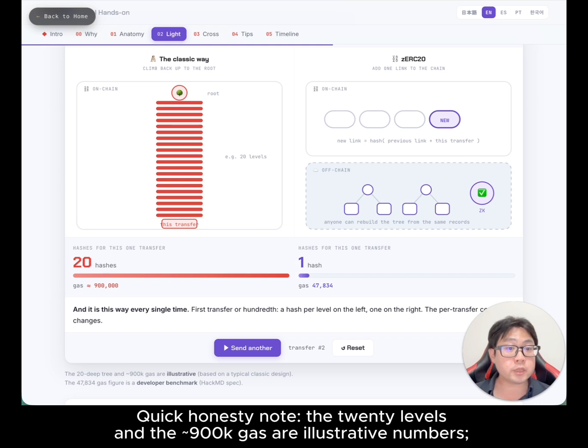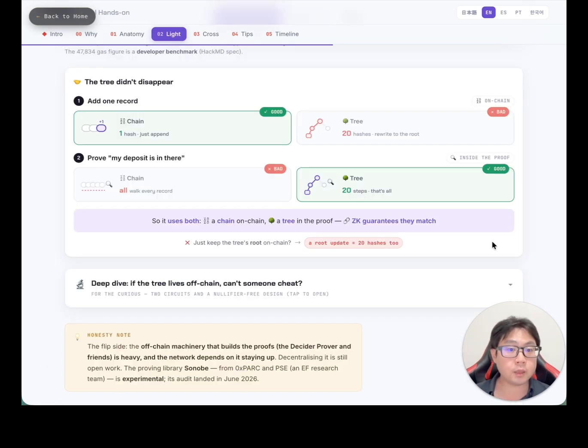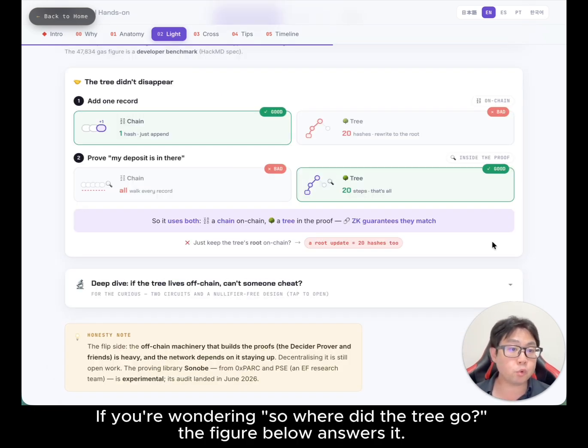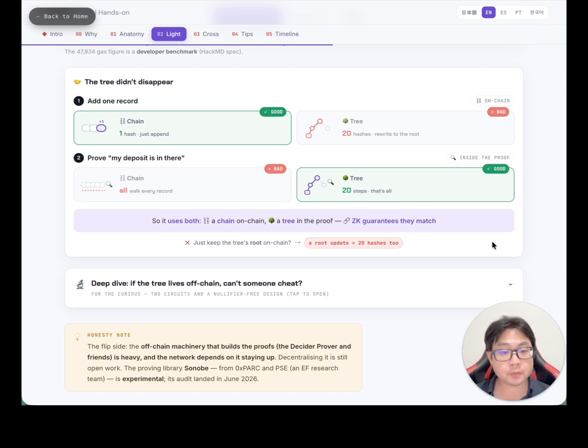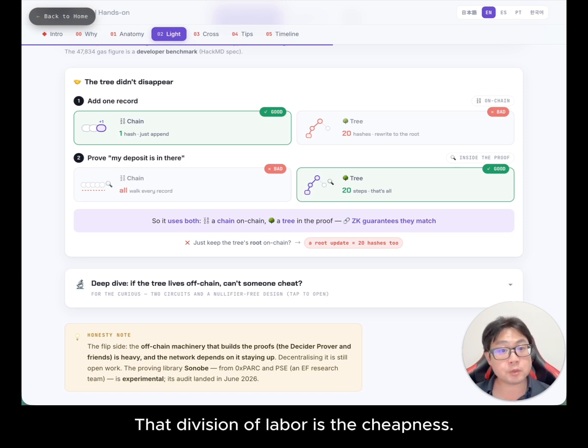And a quick honesty note, the 20 levels and the 900k gas are illustrative numbers. The 47,834 figure is the developer benchmark. The site's footnotes spell out the assumptions. And if you are wondering, so where did the tree go? The figure below answers it. Heavy computations move off-chain, correctness stays guaranteed on-chain. The division of labor is the cheapness.